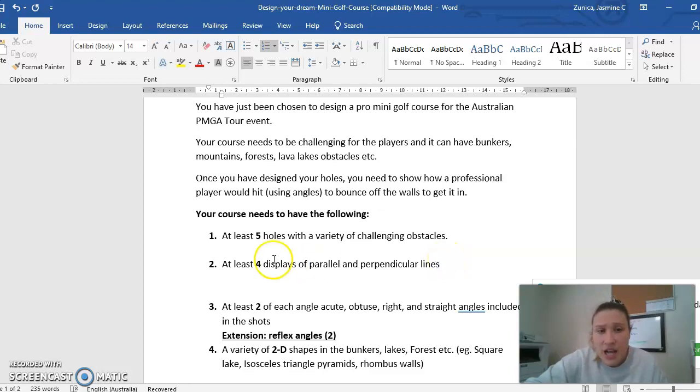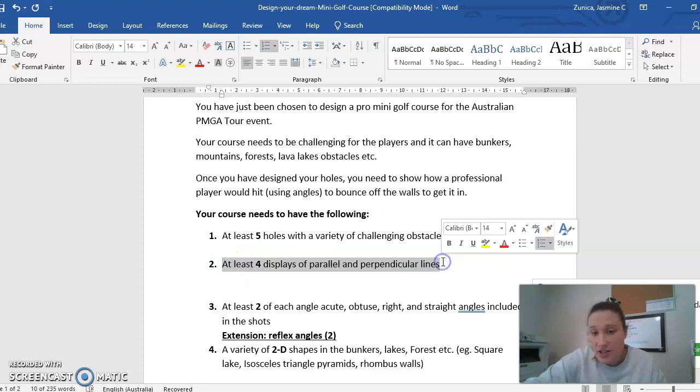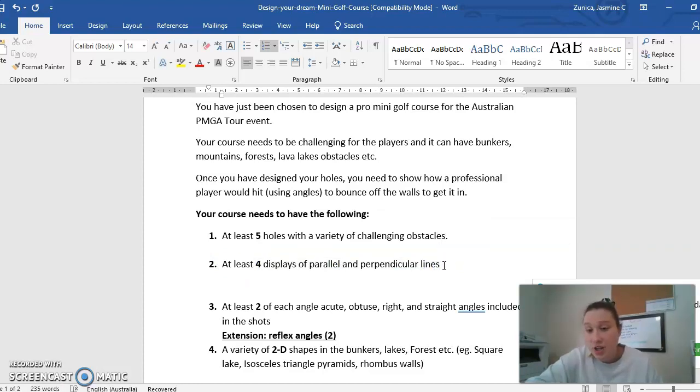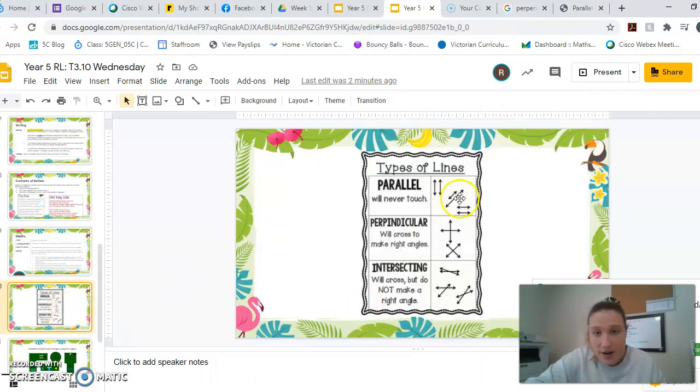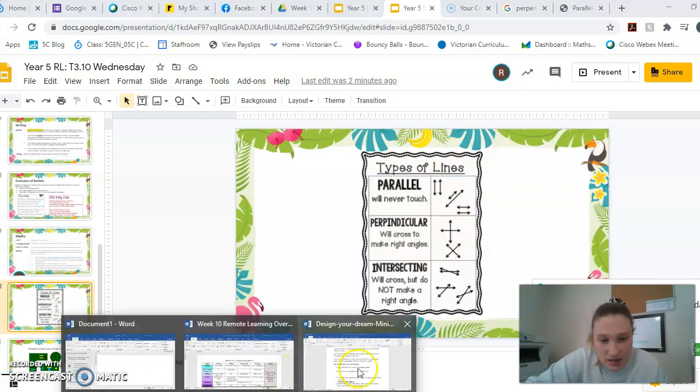You need to at least have 4 displays of parallel and perpendicular lines. You should be pros at this by now. You should have watched the video on it and had a look at the anchor chart. If you have not, it is here for you. Parallel lines never meet; they always continuously go. Perpendicular lines will cross to make right angles. They cross together, but not like this; they cross properly. Have a look at how they've done it there, and make sure you've written those down.